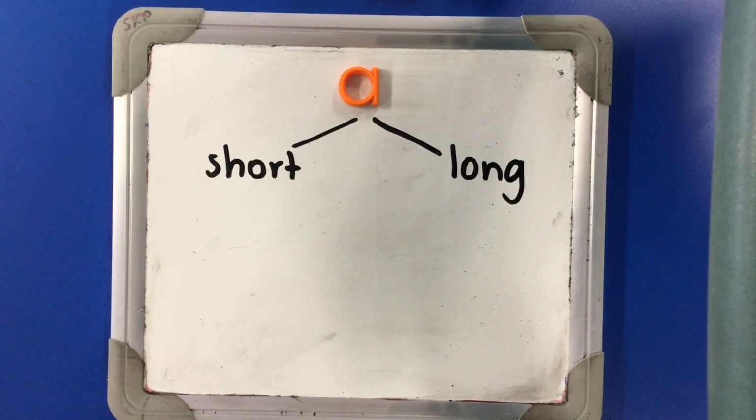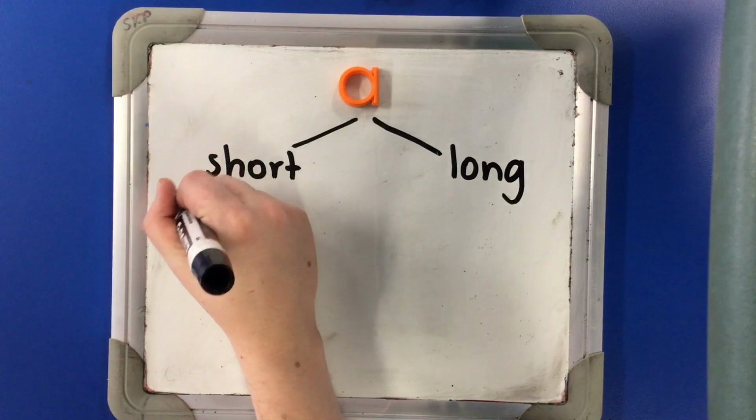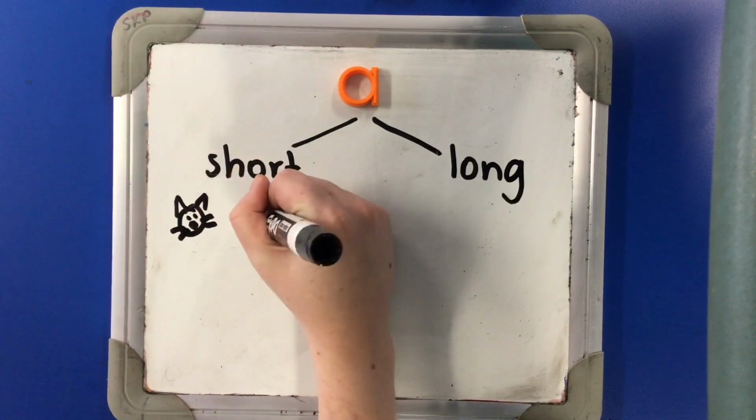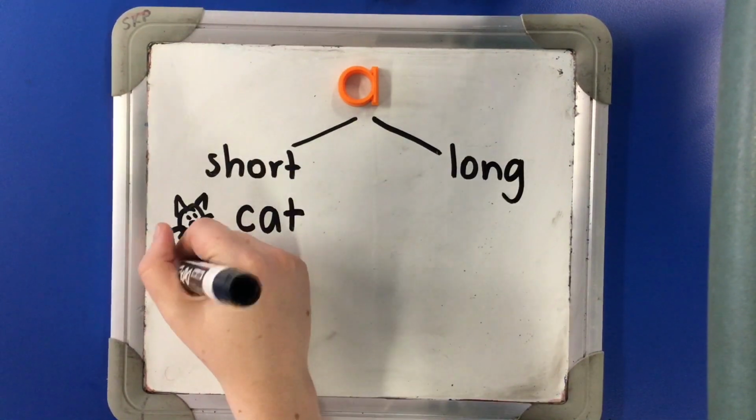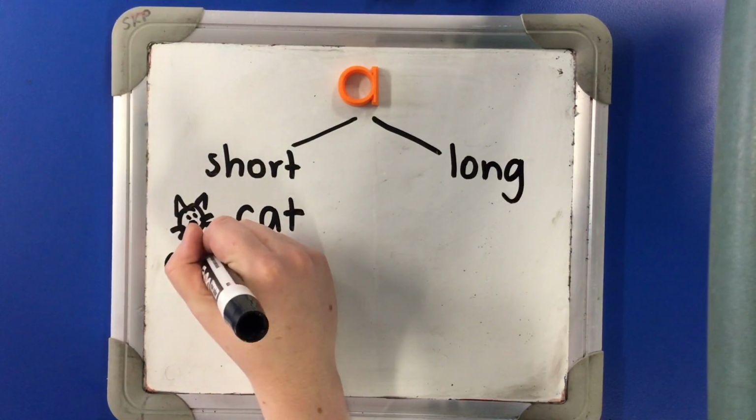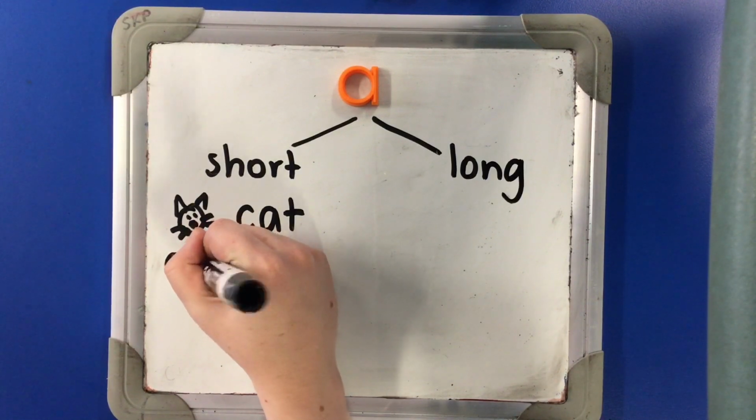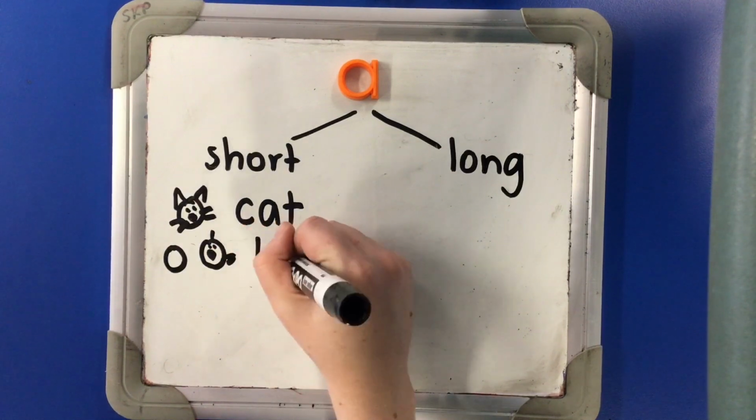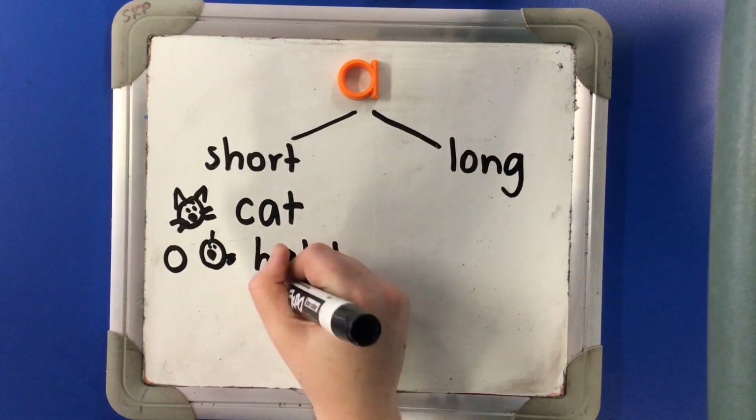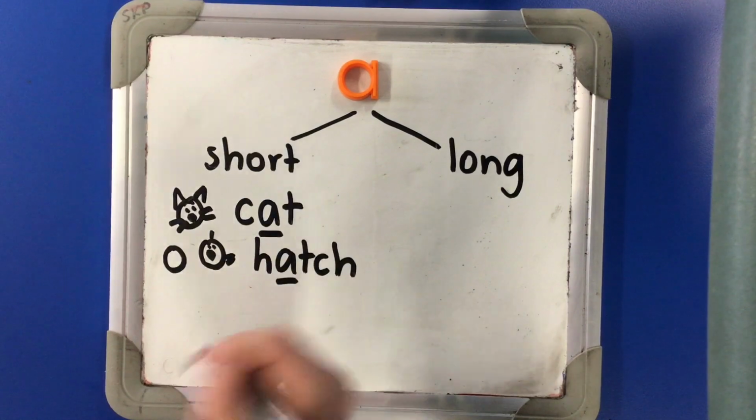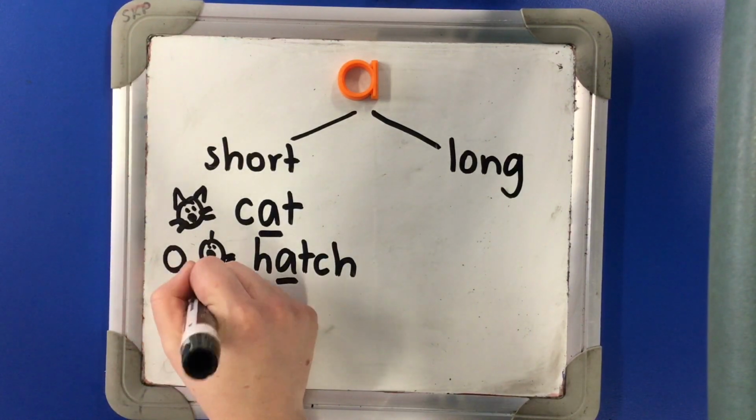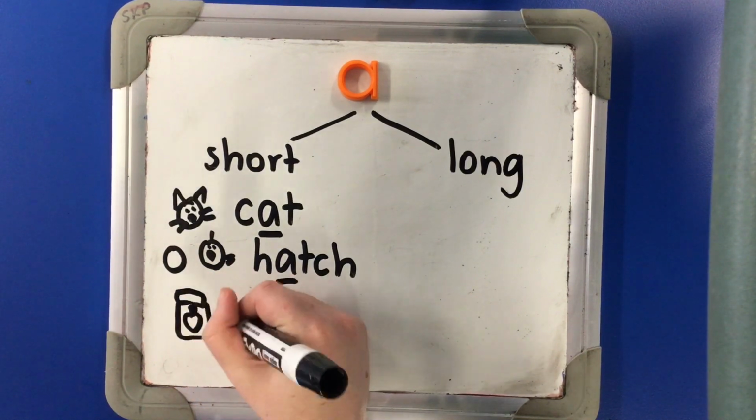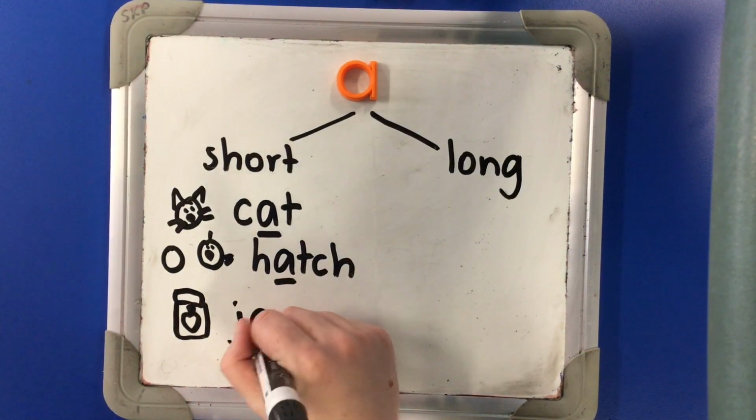Let's try and write those words. At. It's meant to be a little chicken, but it has hatched. And the last one, jam.